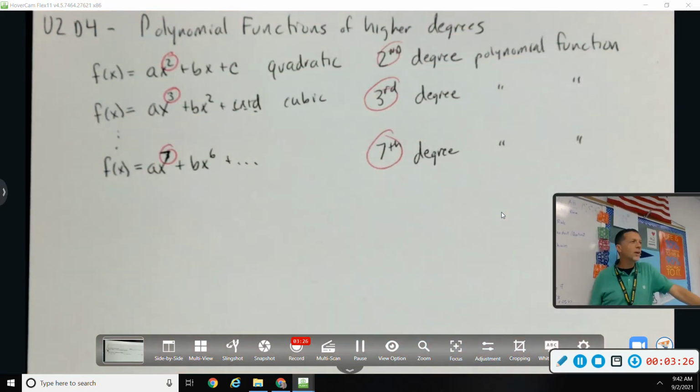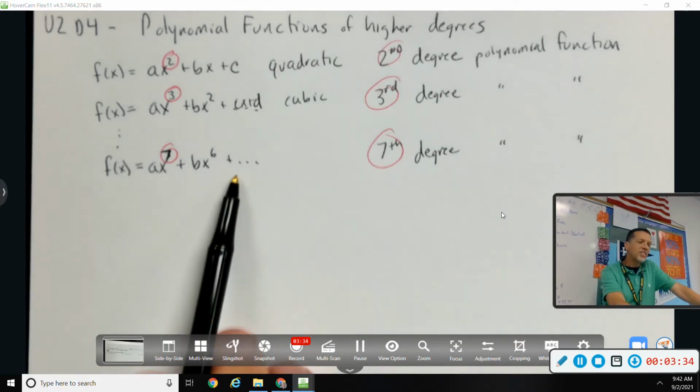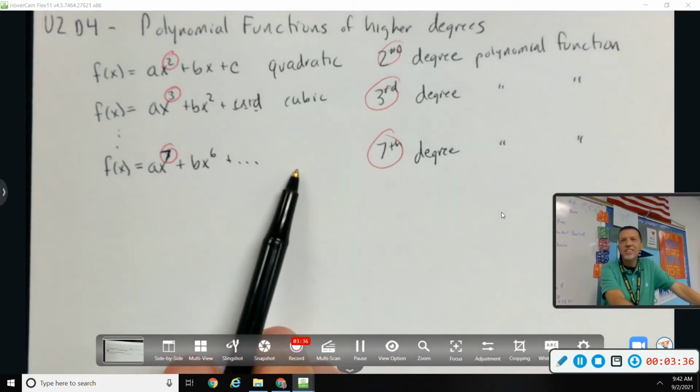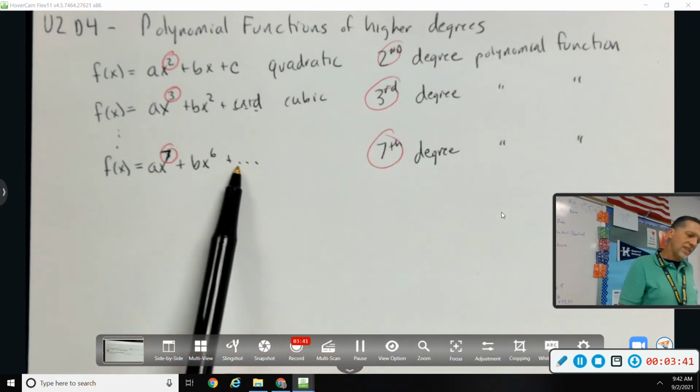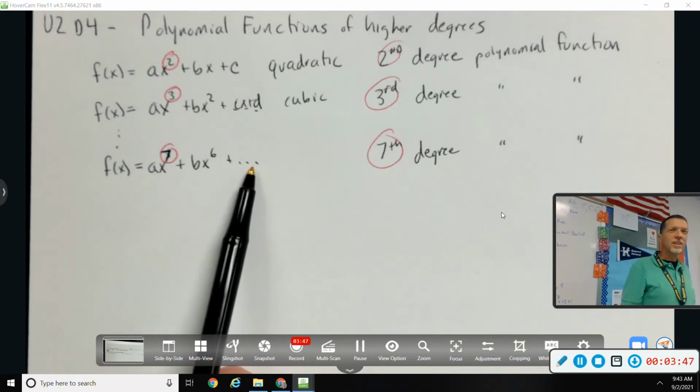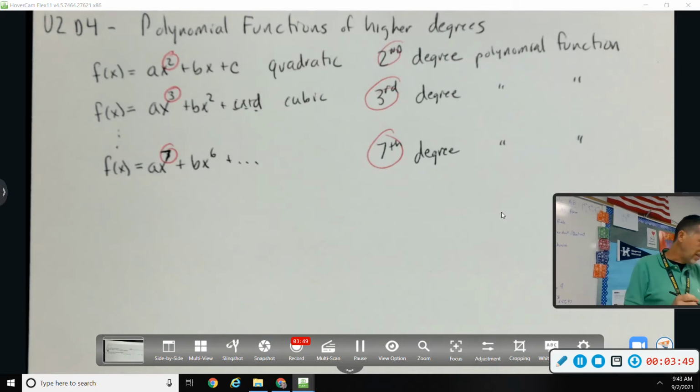I don't care about the name of it. I do care that you know what the degree is. It's just dots, because I don't care what the rest of it is. This is cx plus d. I could write cx to the 5th plus dx to the 4th plus ex cubed. Nah.